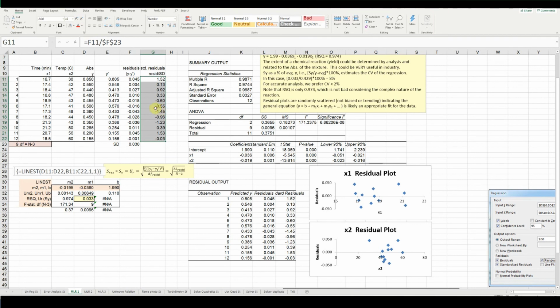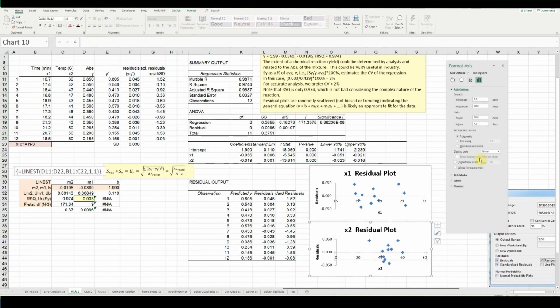We also select the residual plots. Now, I'm going to change the range of this. Right-click on the x-axis and format the axis, and let's take our minimum value as about, say, 25, for example, just to spread the data out a little more. That looks a little bit better.